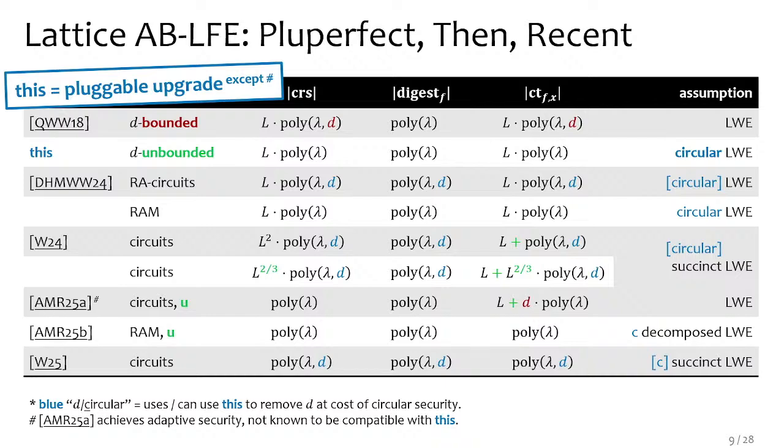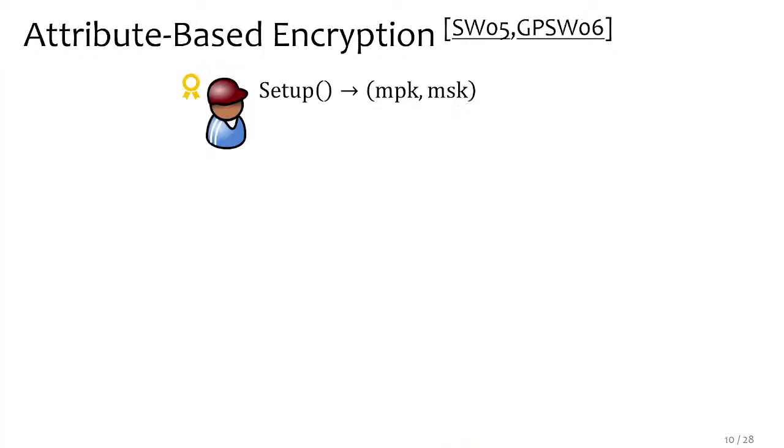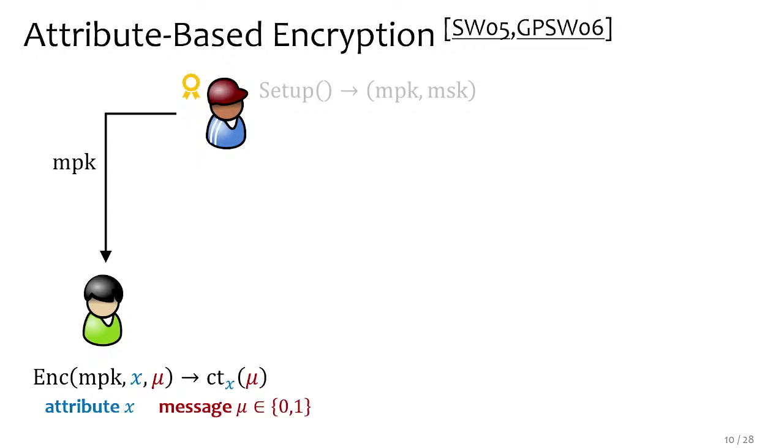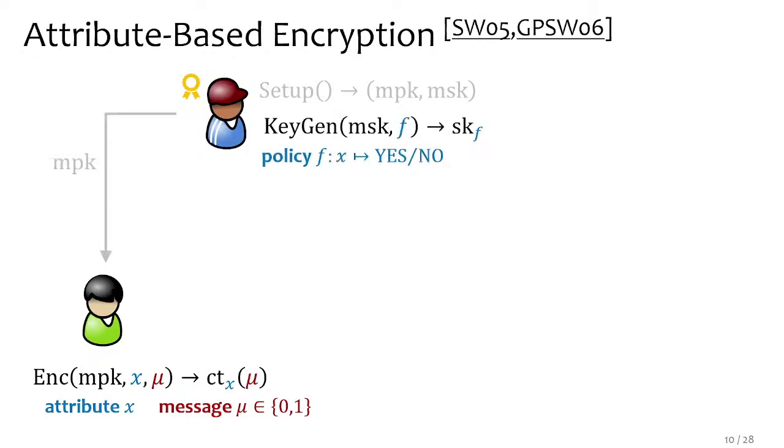Okay, and the other notion that I have in my title is attribute-based encryption. In attribute-based encryption, think of it as access control for your operating system, but implemented in crypto. So you have a data owner who generates the master public key and master secret key. Using the master public key, you can encrypt any message with any attribute x. And using the master secret key, you can derive a restricted secret key bound to a policy f.